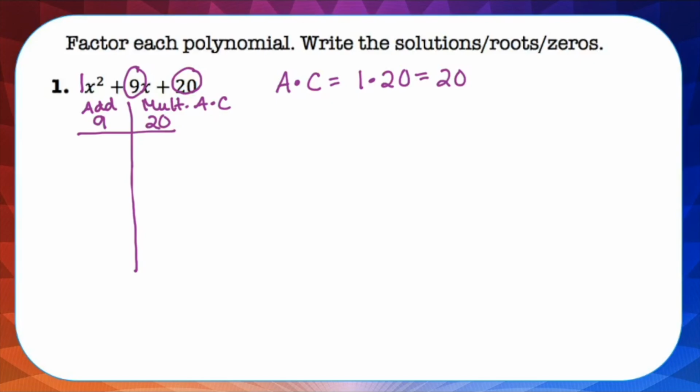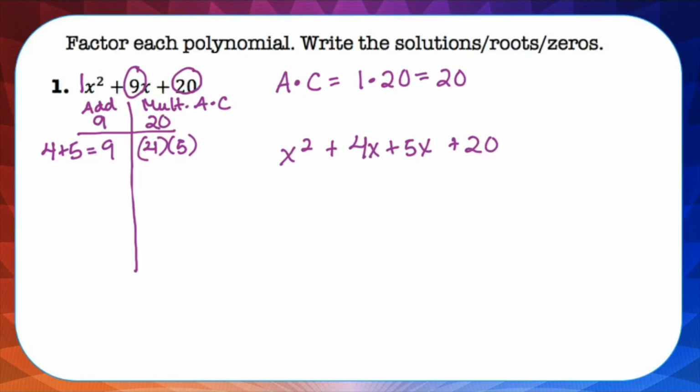When I think of numbers that multiply to be 20, there's 1 and 20, 2 and 10, 4 and 5. If I were to add any of those together, 4 and 5 would actually equal 9. So that's the one I'm going to use. Then we take 4 and 5, and we're going to break apart that 9 in the middle of the original problem. So instead of 9x, now it's 4x and 5x, which adds to 9x. And then we copy down the rest of the problem from the original question.